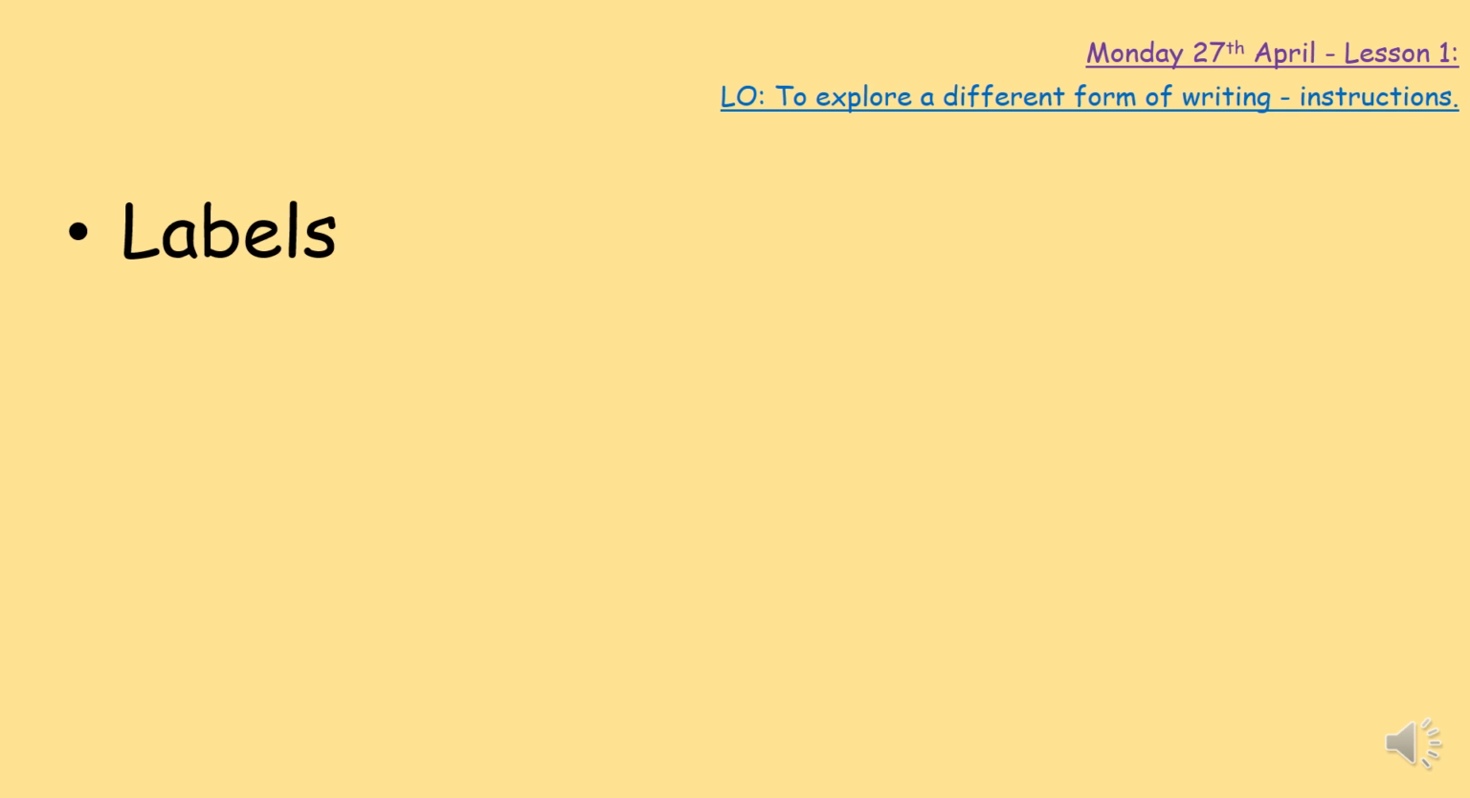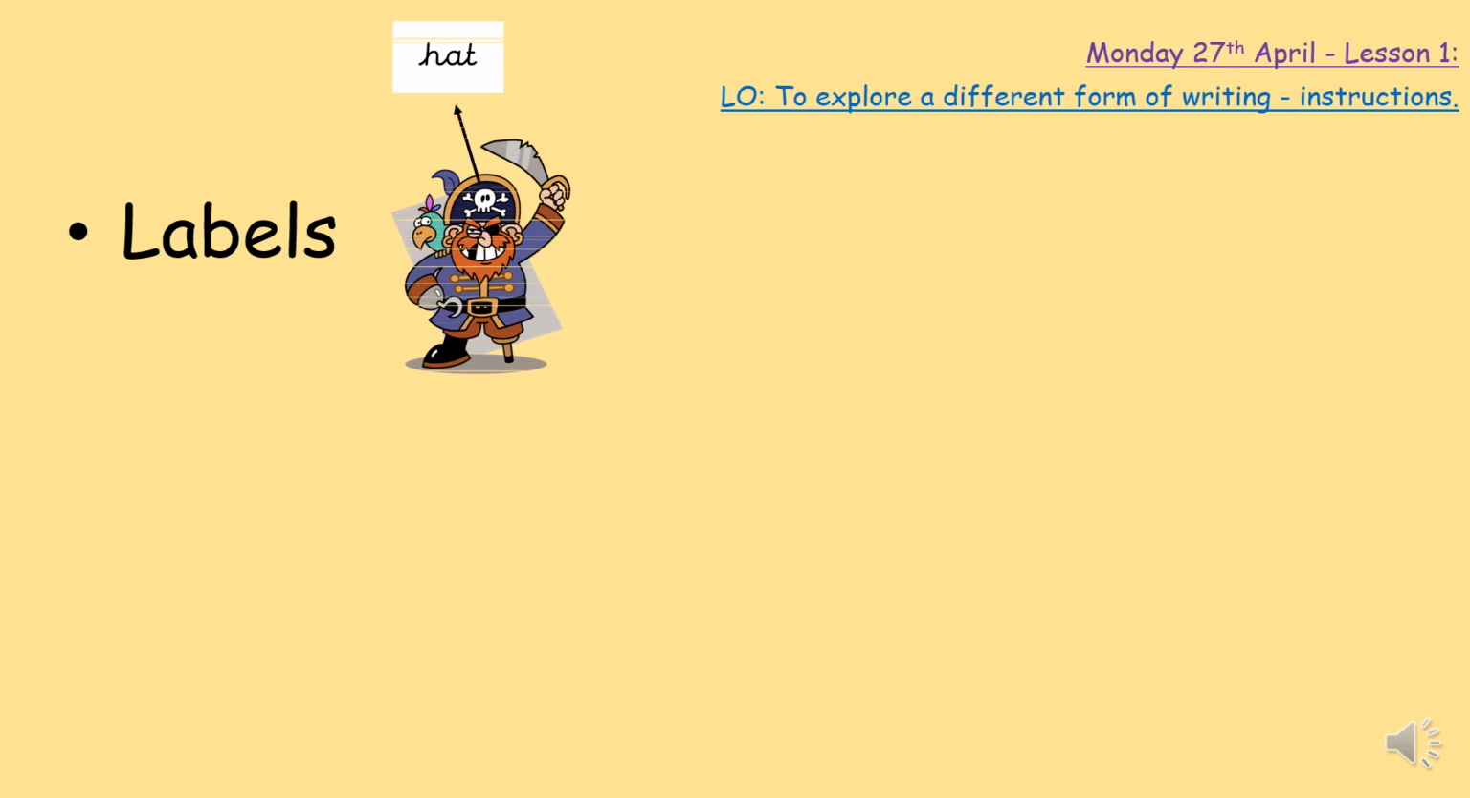Okay, so let's have a little think though. We've done lots and lots of writing in reception before, and we started off by writing labels first of all. And what's a label? See if this helps you. Yeah, that's right. A label is when you label something on a drawing. So it's just one word or it's just a description of what that thing is. So just like this picture here, this is a label labeling this is the hat on the pirate.